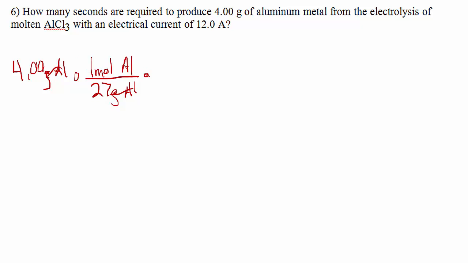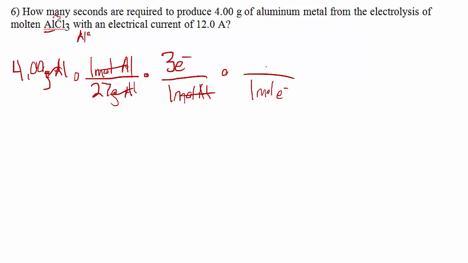Now how many electrons do I need for each? I need 3 electrons each because Al is plus 3, and I'm trying to get it to Al 0. So 3 electrons for 1 mole of Al. Now I'm left with moles of electrons. Now I convert that to charge. 1 mole of electrons is 96500 coulombs. So now I have charge.